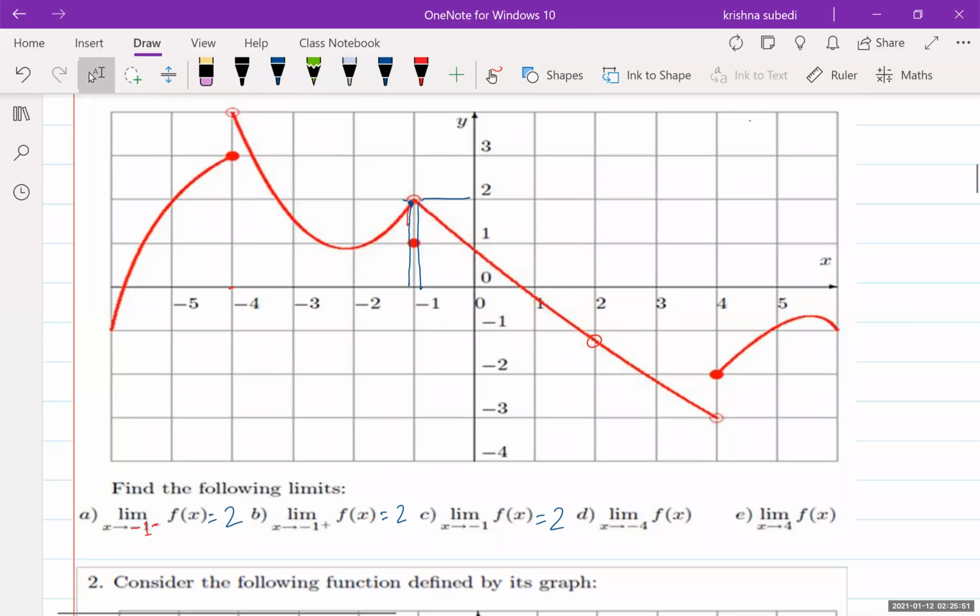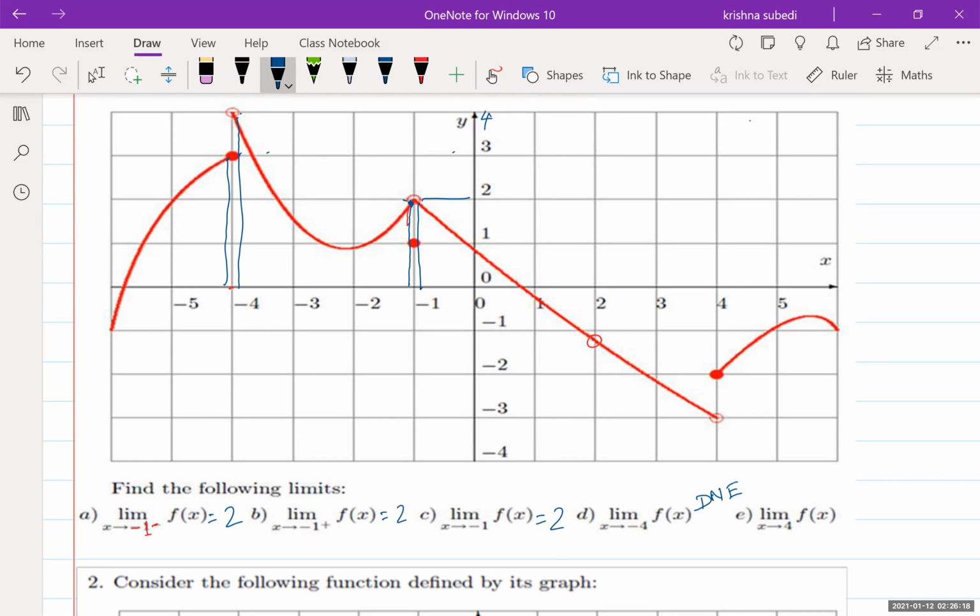In the same manner, let us look at what is the limit for x tends to -4. So when x tends to -4, the left-hand height is approximately 3, right-hand height is approximately 4. So they do not match. There is a gap, there is a break, there is a jump in the graph. So the limit does not exist.